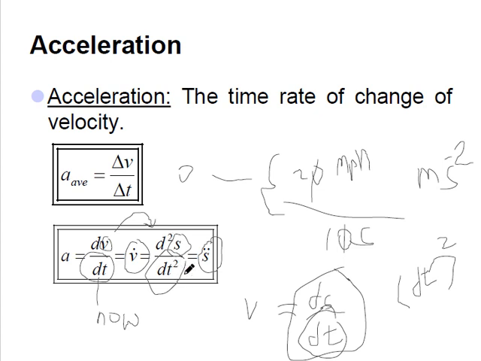So d squared s divided by dt squared, and if you write it in a dot symbol it is dot s, and double dot s, and this is dot v, and these are all your acceleration formulas, how to get it.